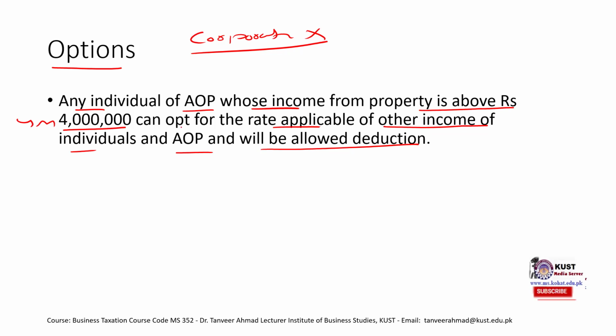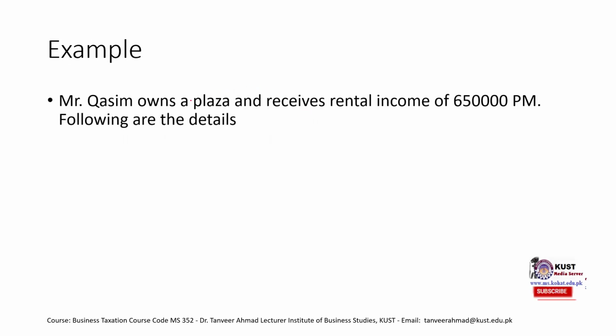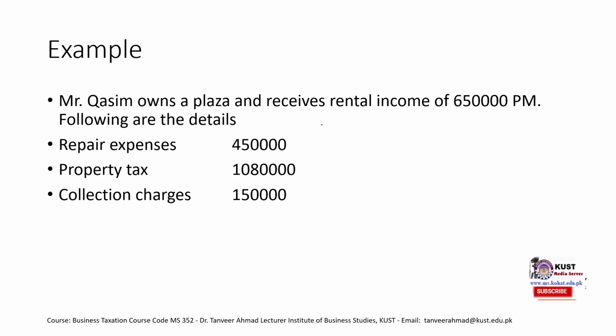So let me solve them, and this would only be clear when we actually go through this example. Okay, we have this example where Mr. Qasim owns a plaza and receives rental income of 6,50,000 rupees per month, and we have these details.